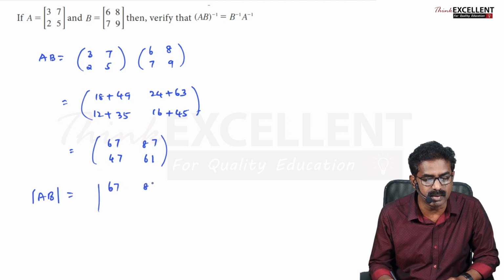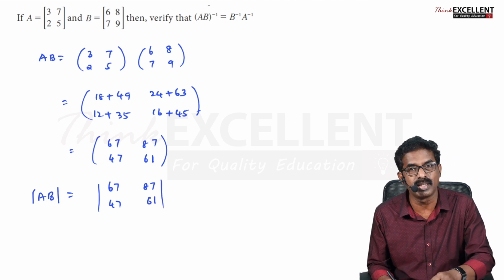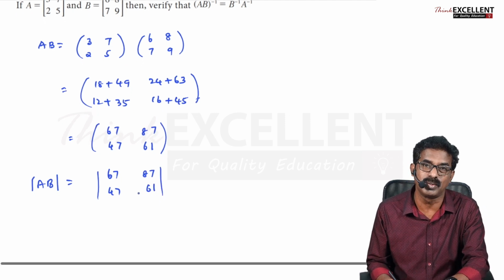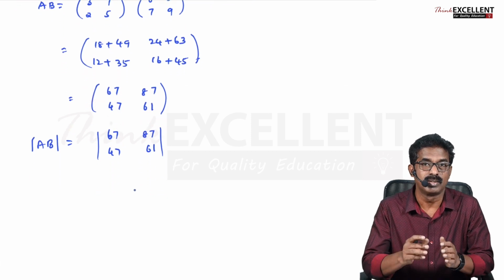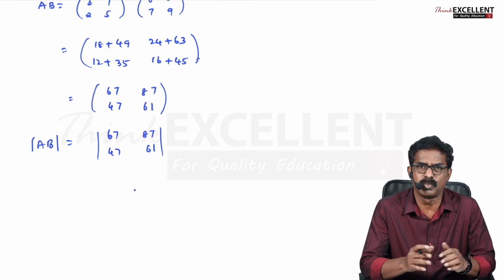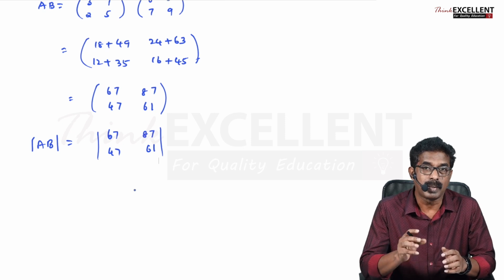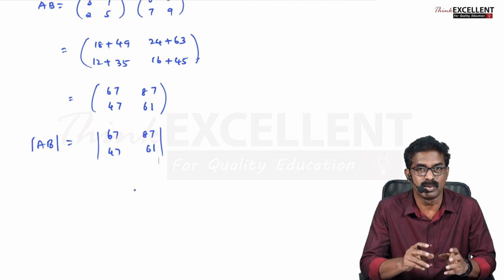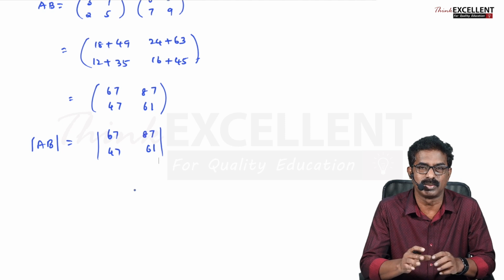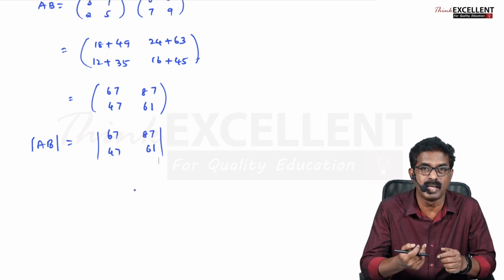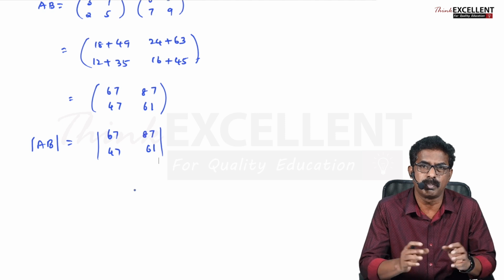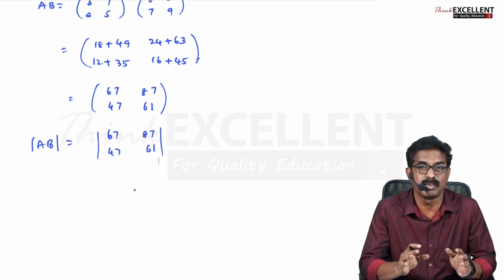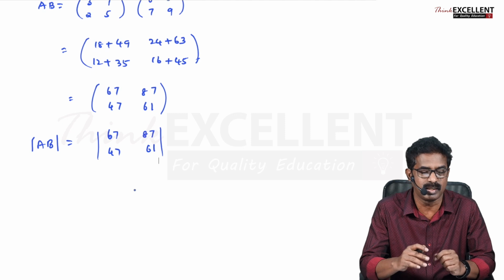67, 87, 47, 61. The great advantage for business math students is you are allowed to use a calculator, okay? An ordinary calculator, not a scientific calculator. So calculation is no problem for you, right? But practice with the same calculator that we are going to use for the annual examination, okay? So now you don't use some mobile calculator. Practice now itself, so that at that time there won't be any problem, and it is familiar, right?